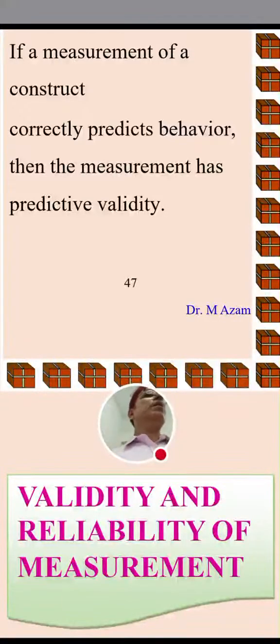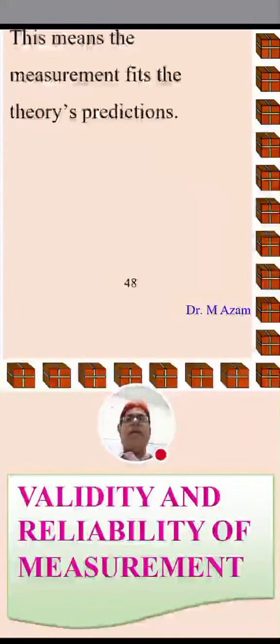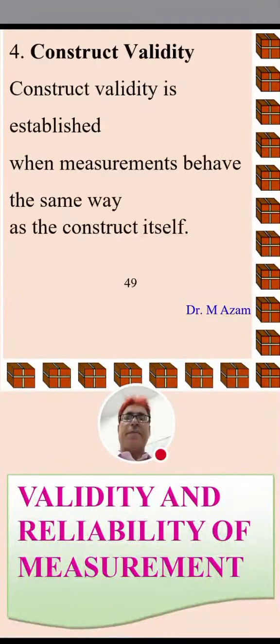यानी उस मेजरमेंट की बुनियाद पे आप पेशगोई कर सकते हैं, और वो पेशगोई दुरुस्त साबित हो, तो इसका मतलब है कि आपका मेजर वैलिड है. This means the measurement fits the theory's predictions.